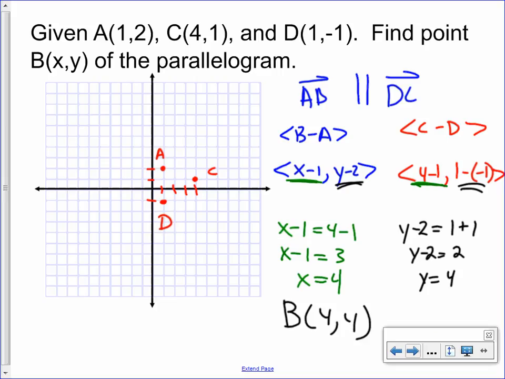So 4 and 4. There's B, and ta-da, there's a parallelogram. Yay! It's so good though. Okay. Is a parallelogram a square? Is a square a parallelogram? Yeah, it is. Okay, so this brings us to the next case. Have to reach back into geometry.